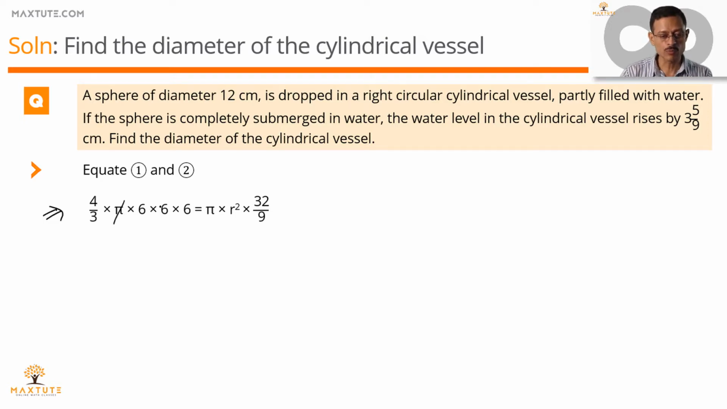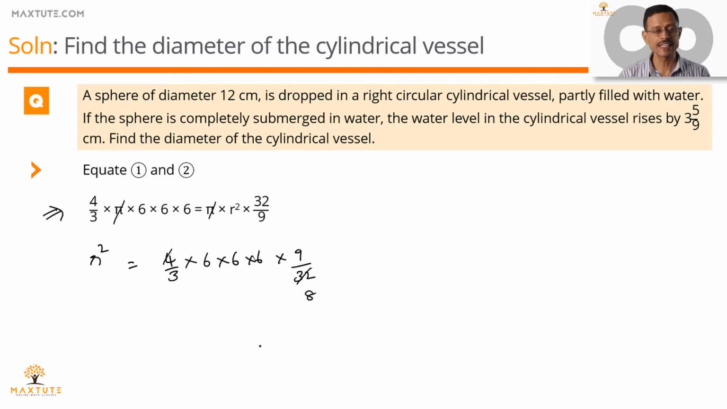We'll cancel pi on both sides. Pi gets cancelled with pi. Do not compute the 6 cube as 216, because the calculation becomes muddied by that act. What we're going to do is keep r squared on one side and the rest of the expressions on the other side: 4 by 3 into 6 into 6 into 6. Cross multiply this 9 and 32. We'll take the 9 to the numerator and 32 to the denominator. 4 cancels with the 32 to leave us with an 8.